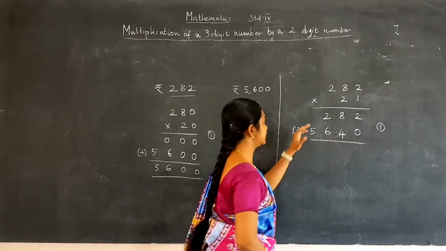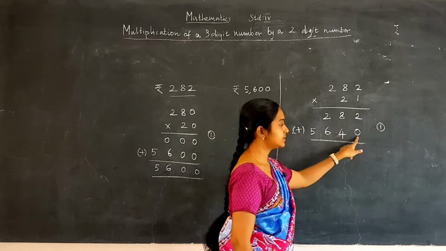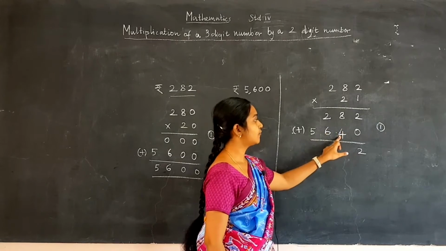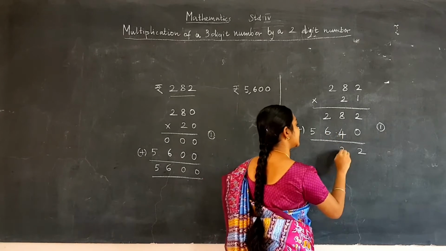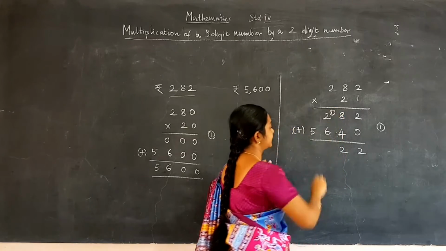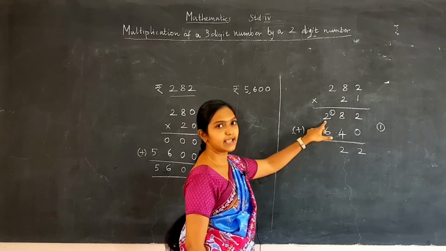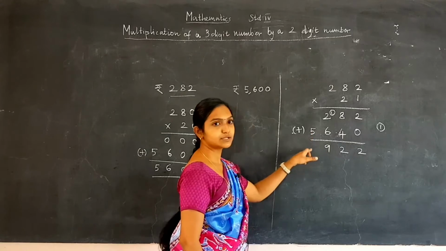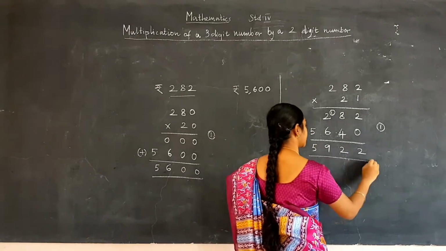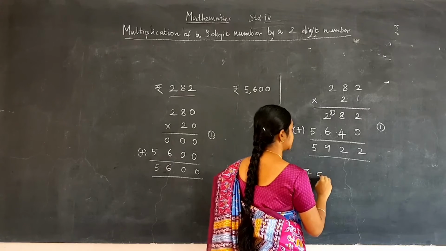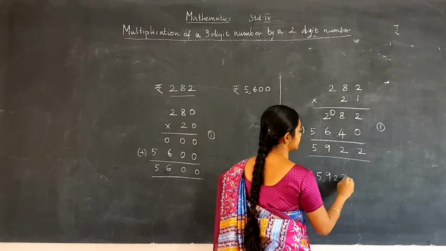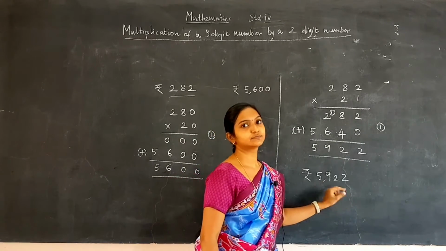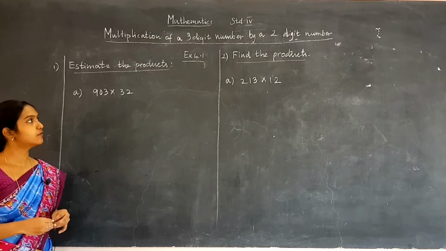Now we are going to add these two lines. 2 plus 0 will be 2. 8 plus 4 will be 12. So write 2 here and carry 1 to the next place. 6 plus 2 will be 8. 8 plus 1 will be 9. Here we don't have any number, so write 5 as it is. So the actual money that Khairi earns for 21 days will be rupees 5,922.